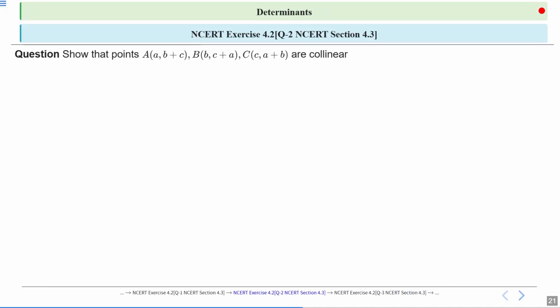Okay. So question number 2 is to show that the points A, B plus C, B, C plus A, and point C, A plus B, are collinear. So how can we show points are collinear? Can we relate it with the area of a triangle? Just think and try to solve.